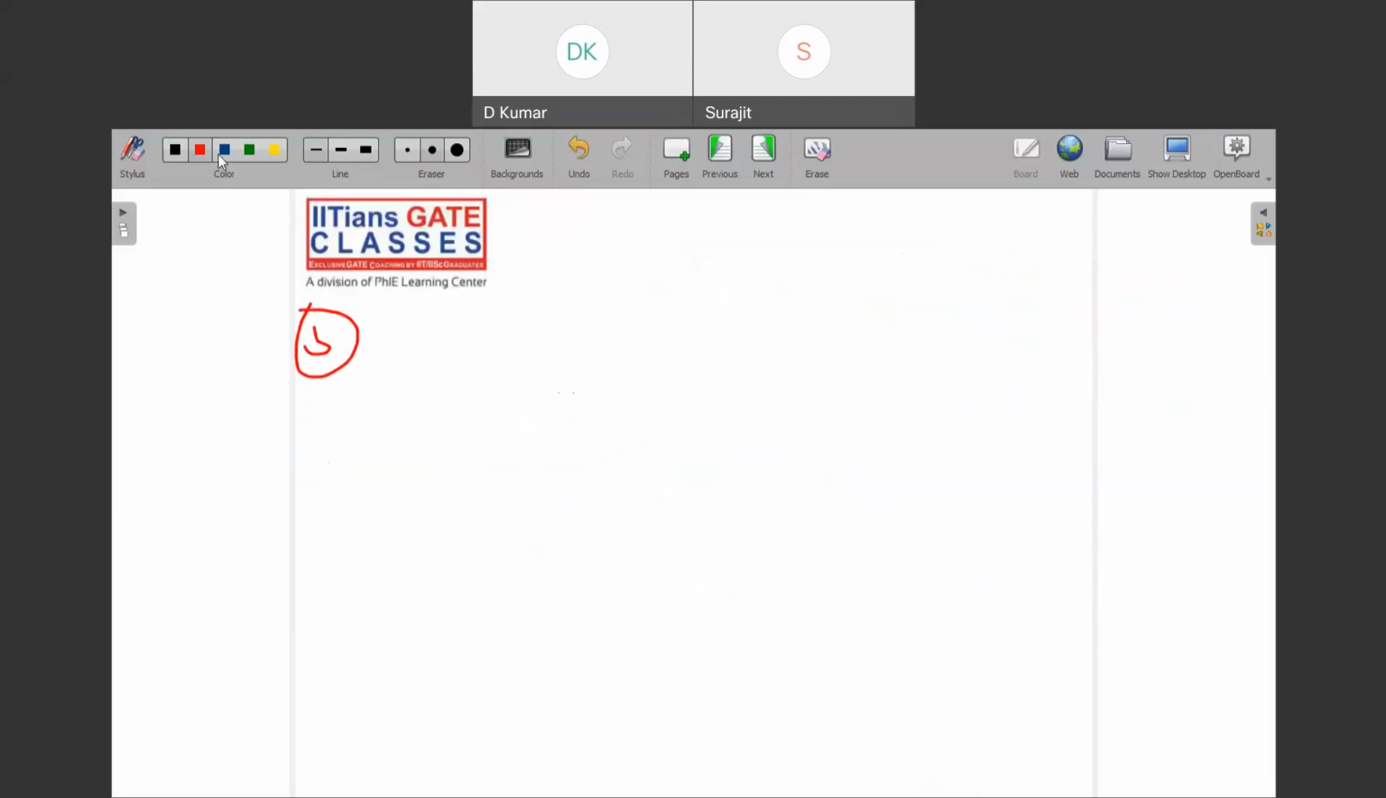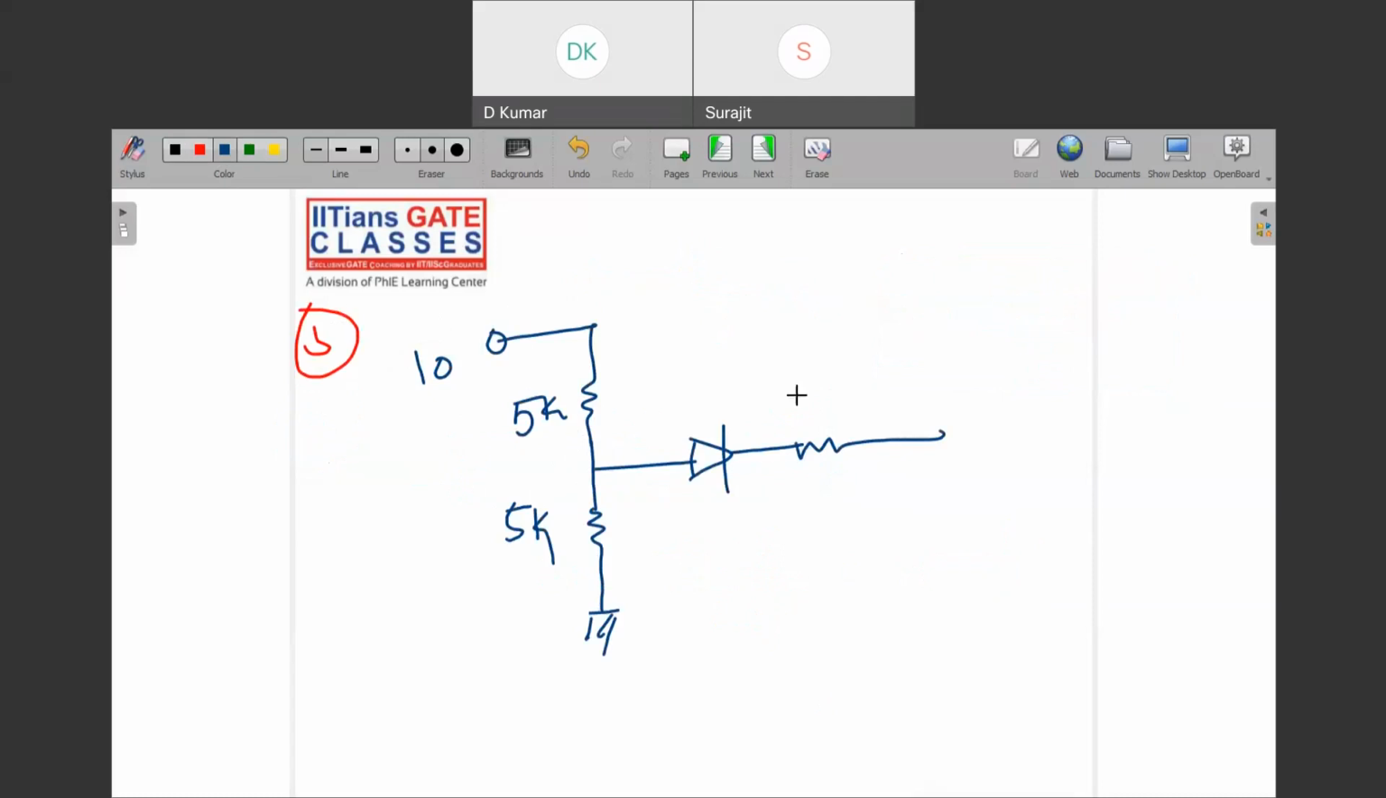Third. Suppose let me put a voltage divider here, and this 10 volt is dividing into 5K and 5K as a potential divider, and there is a diode connected to it, with 3K and a 2 volt source. Now you have to determine whether the diode is on or off and then find the current. This kind of question is very easy, right?